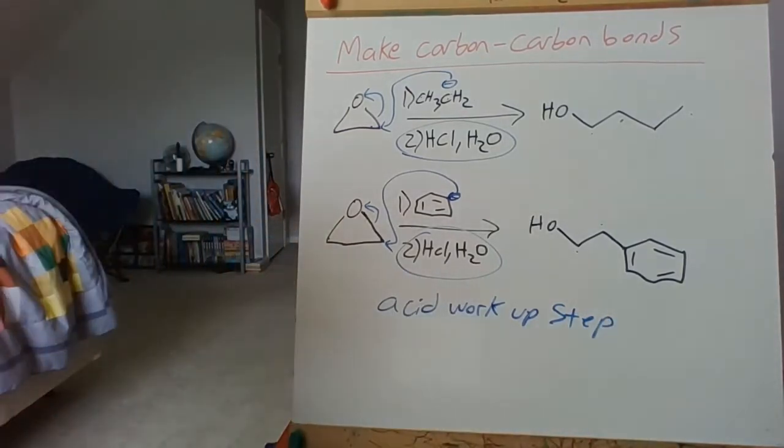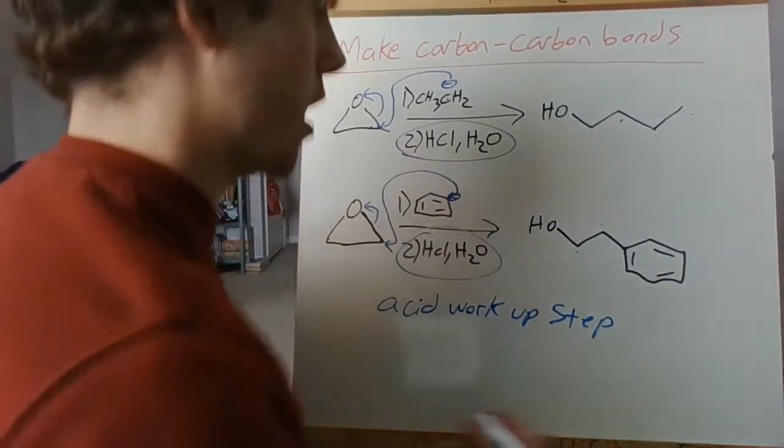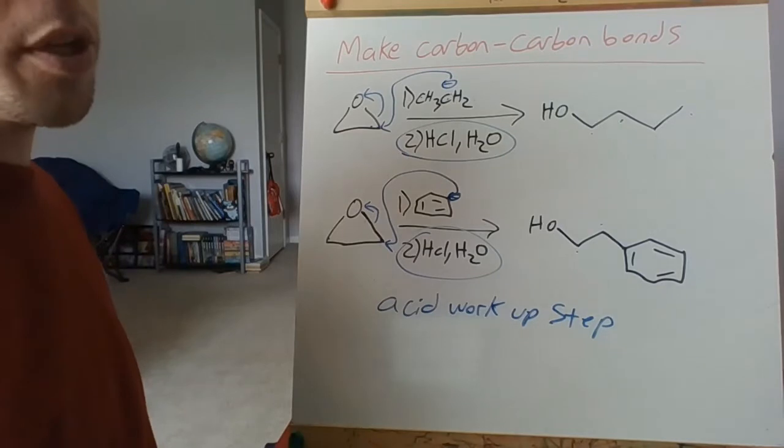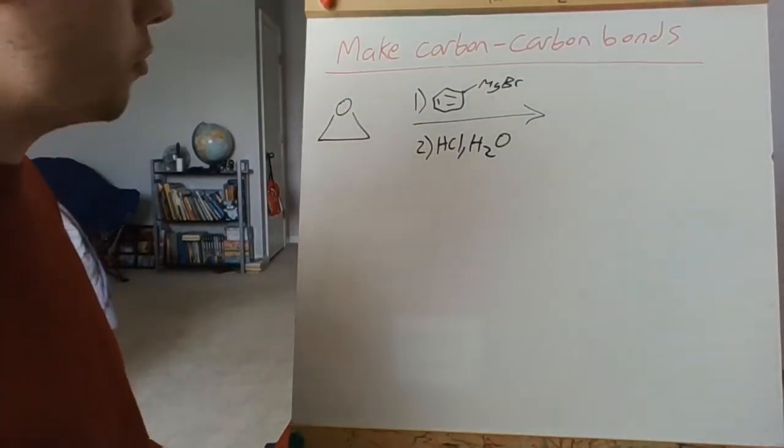And so this is very important for doing these types of reactions in the lab, and so we need to include it even when we're writing it on paper. And I'll talk more about what an acid workup step is in just a second. So let's go through the mechanism of the Grignard reaction.